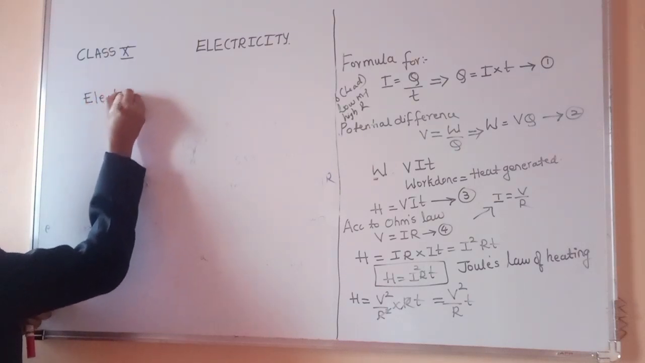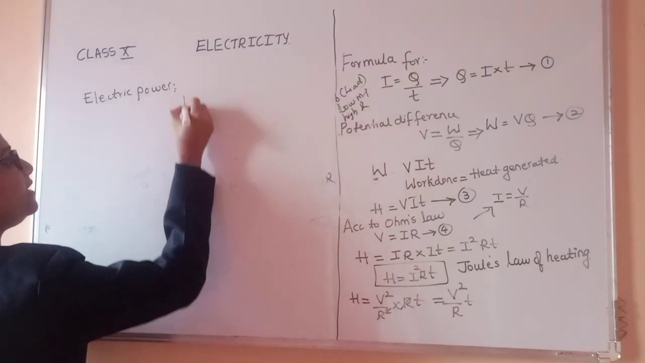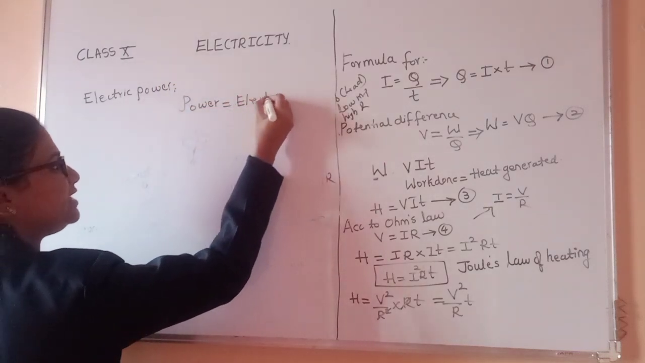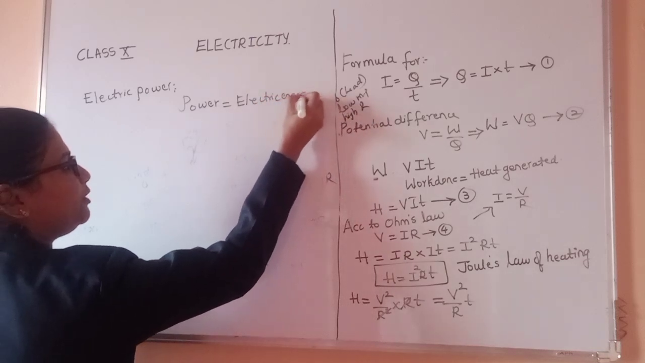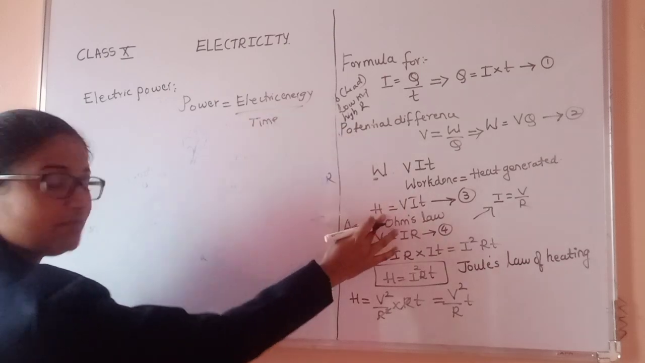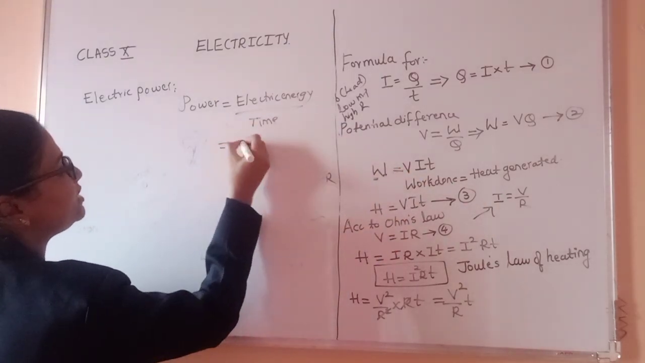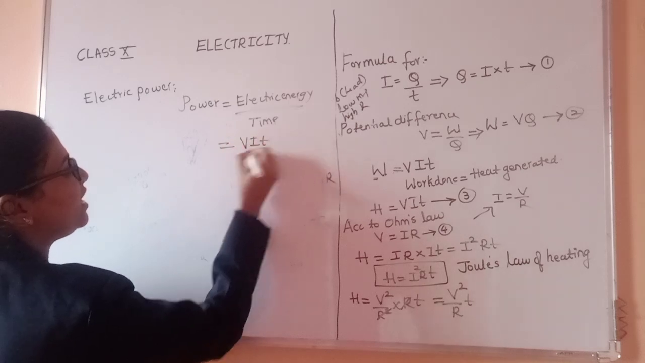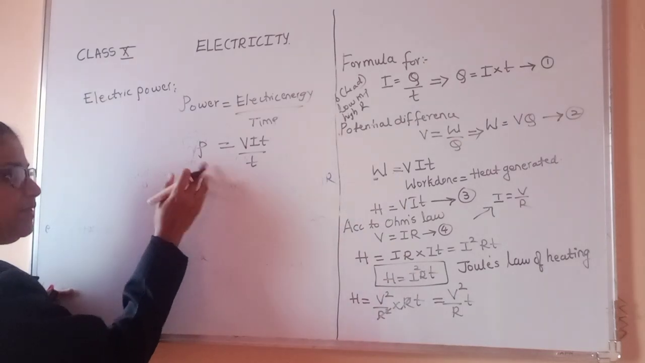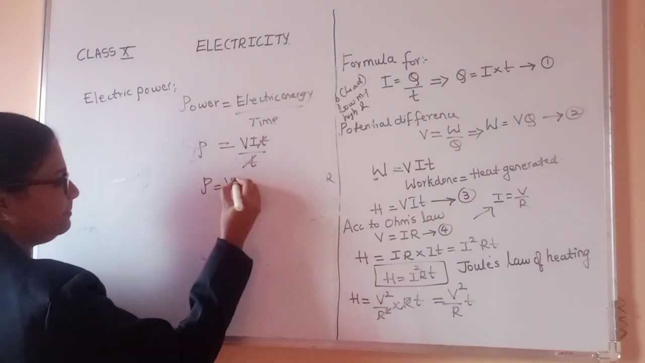This electric power is nothing but the heat energy or the electric energy utilized per unit time. So what is electric energy here? It is nothing but heat energy or the work done, right? So electric energy is VIt, divided by t. Power is denoted by capital P. So t gets cancelled, and power we can write as VI.